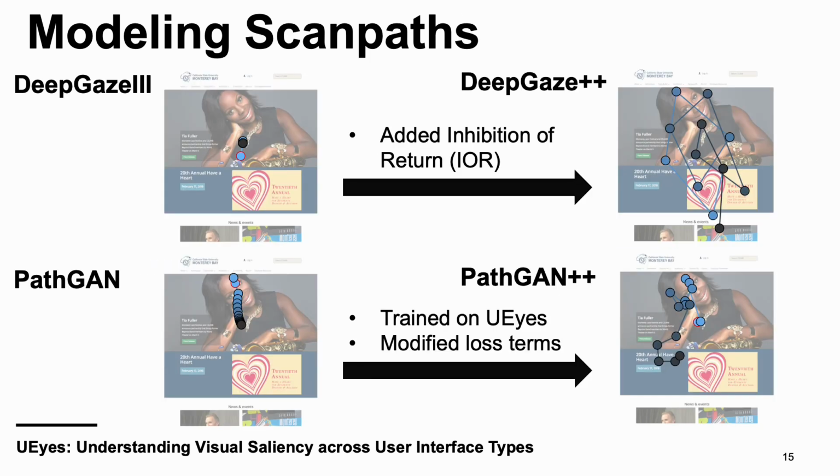Existing models for scan path prediction trained on natural things cannot easily adapt to user interfaces. We made some improvements to two state-of-the-art models to enable scan path prediction on UIs. However, each model still has its own strengths and limitations after improvement.